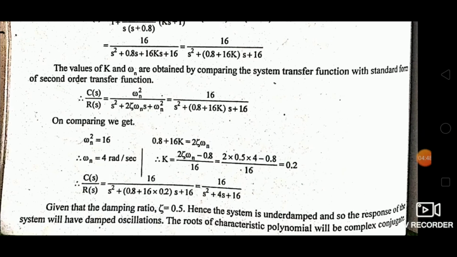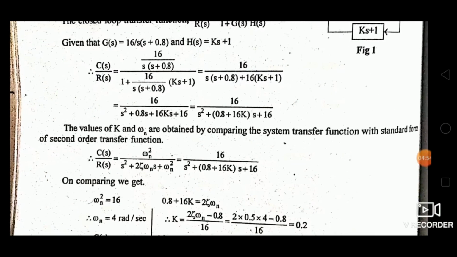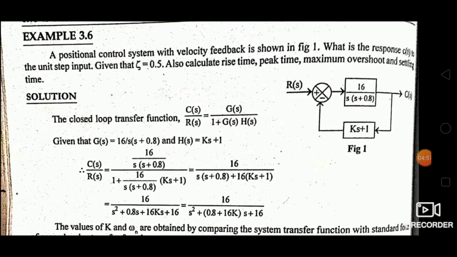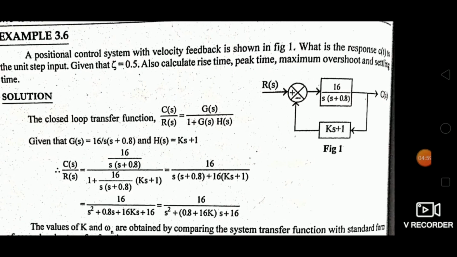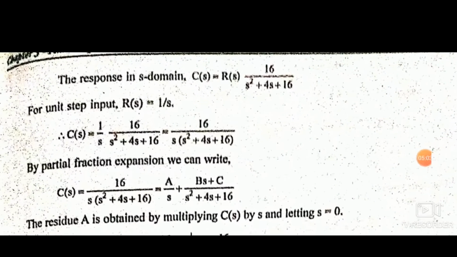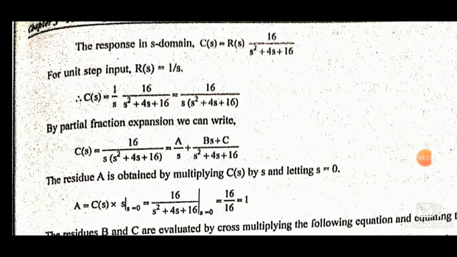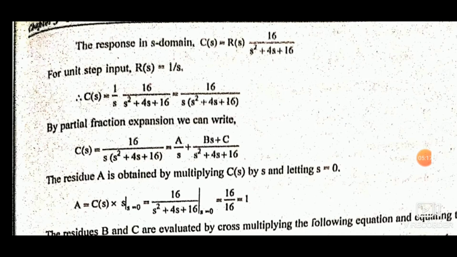Damping ratio is 0.5. So how to calculate the rise time, peak time, maximum overshoot and settling time? From this, R of S is equal to 1 by S. Substitute here, S into S square plus 4S plus 16. By taking partial fractions, A by S plus BS plus C by S square plus 4S plus 16.